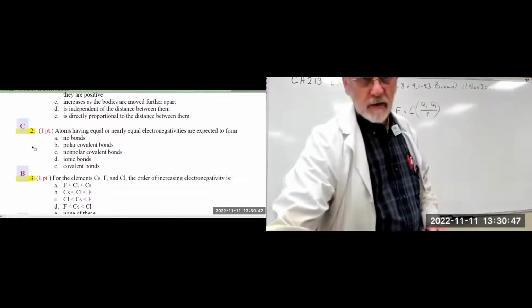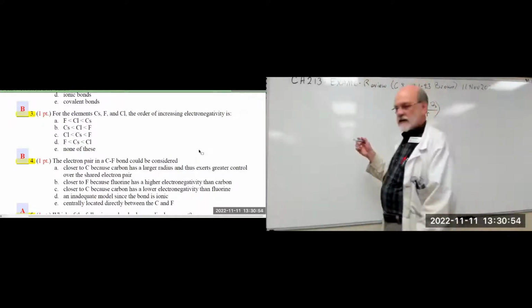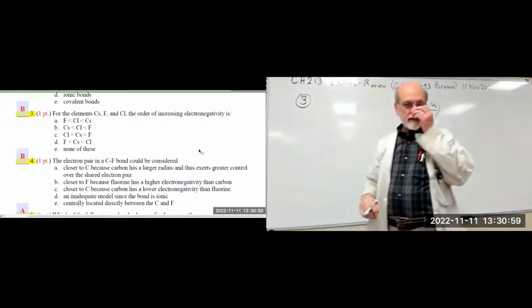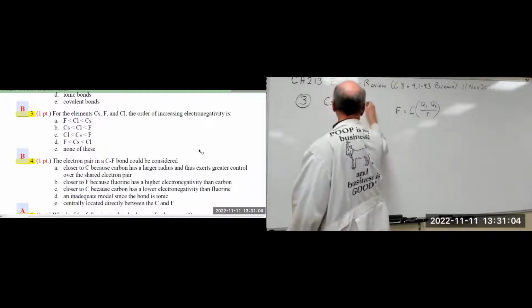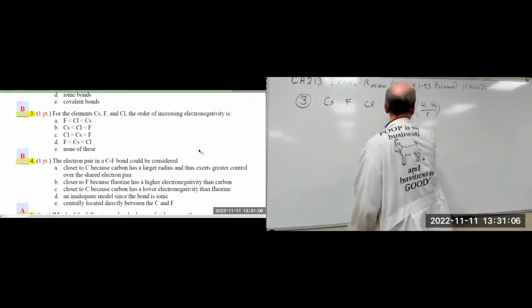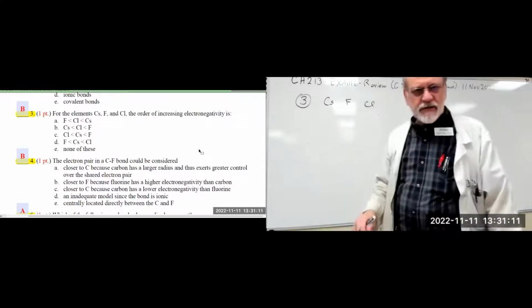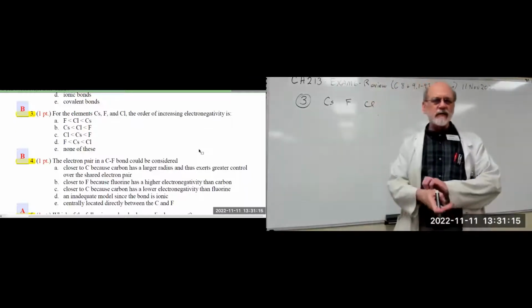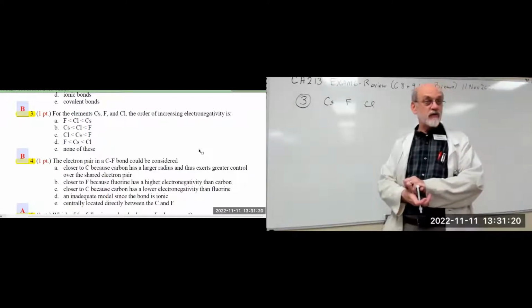All right, scroll a little bit. We can get two in here. Number 3. For the elements cesium, fluorine, and chlorine. Cesium, fluorine, chlorine. Oh, we'll erase this. What's the question? The order of increasing electronegativity. So which is the most electronegative out of that group?